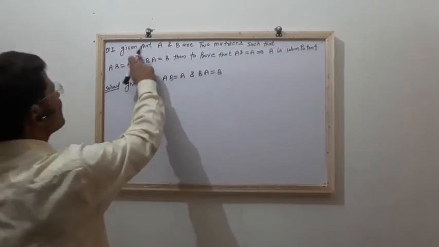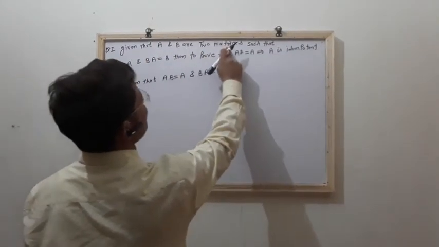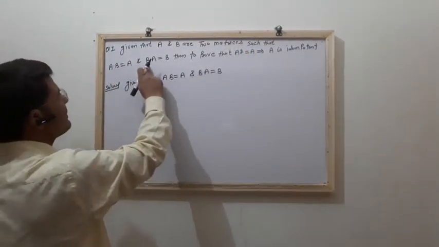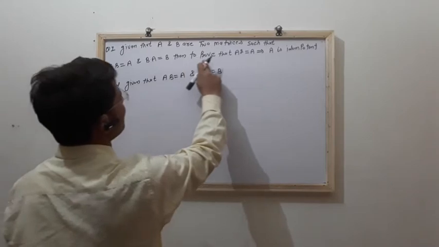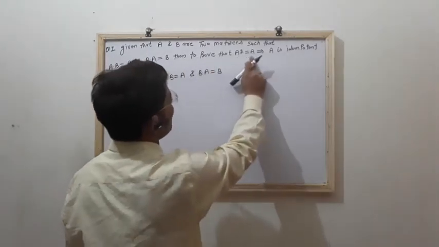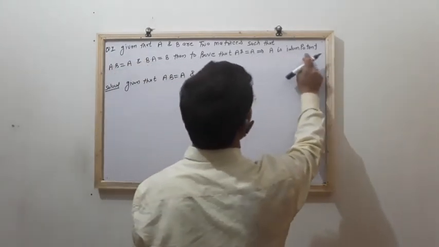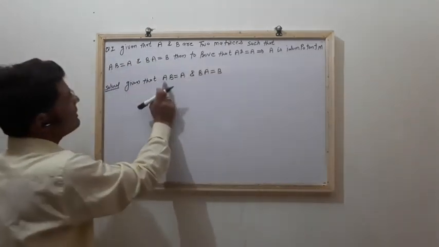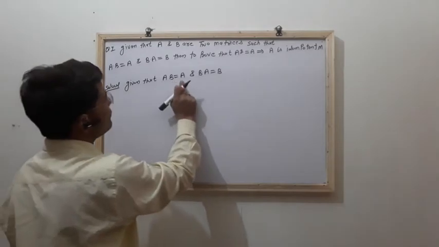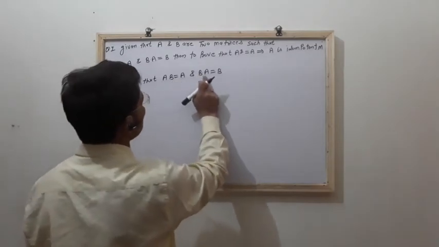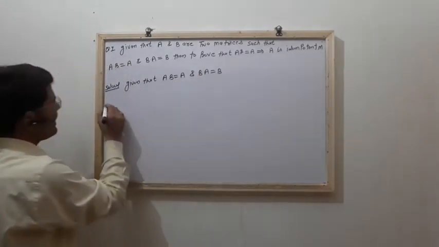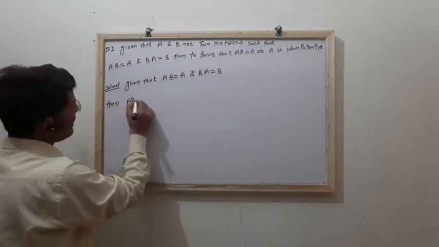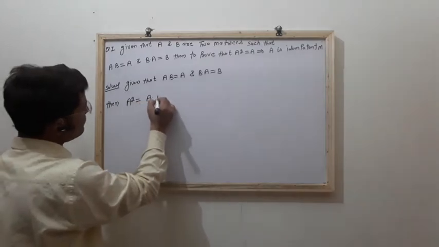Next question. Given that A and B are two matrices such that A into B is equal to A, B into A is equal to B, then prove that A square is equal to A, or A is an idempotent matrix. Given that AB is equal to A and BA is equal to B, then A square is equal to A into A.